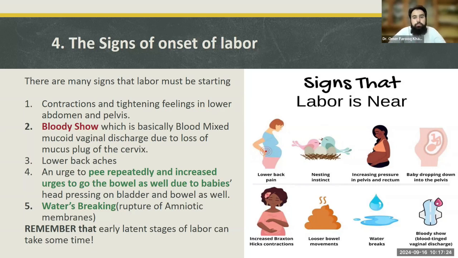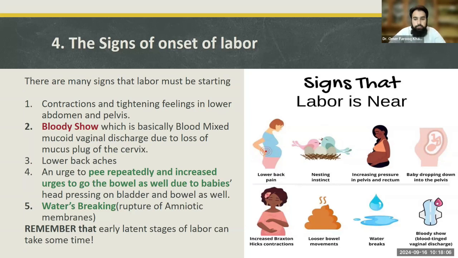So basically, when a woman is pregnant, the cervix is sealed off with a mucus plug. But when the onset of labor comes near, that mucoid plug which has blocked the cervix becomes loose, and it gets expelled through the vagina with the vaginal discharge, and that blood mixed mucoid vaginal discharge is called bloody show. Lower back aches start, an urge to pee repeatedly, and increased urges to go to the bowel as well, due to the baby's head pressing on the bladder and bowel.